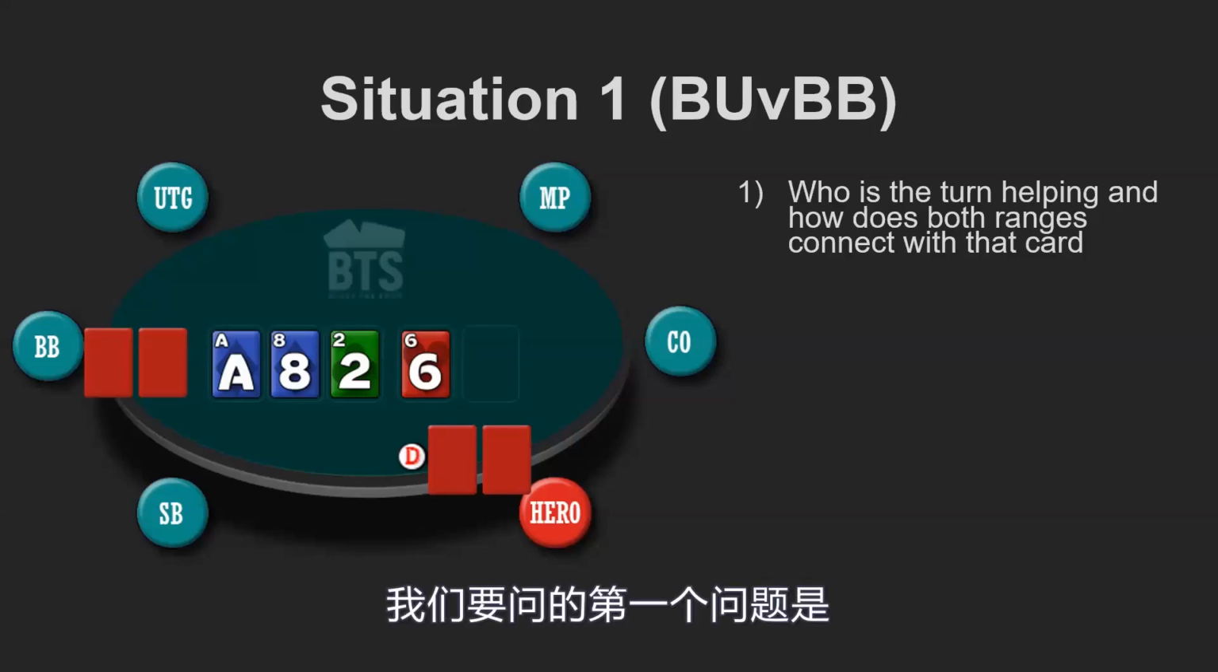So the first question we ask ourselves is, who is the turn helping and how do both ranges connect with that card? Would you guys say it's a good or bad card, or neutral?